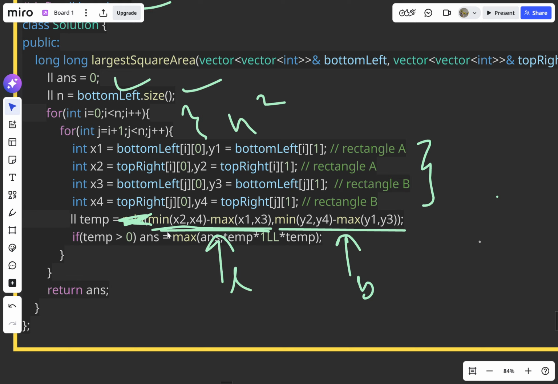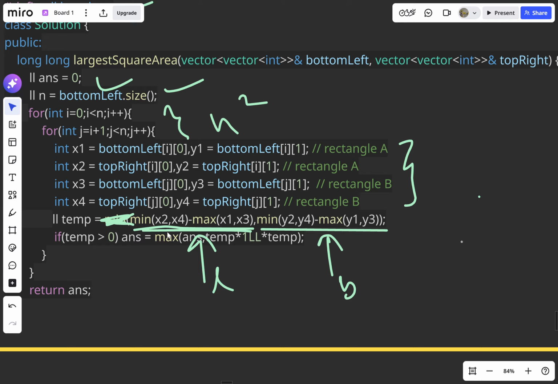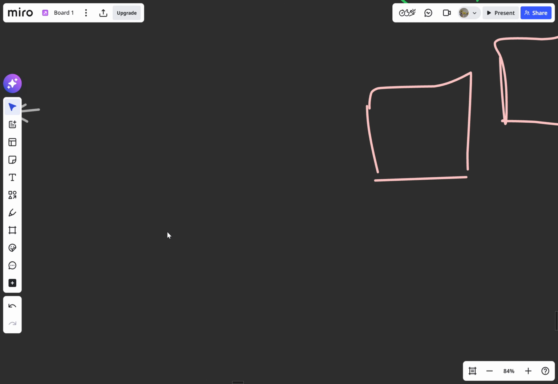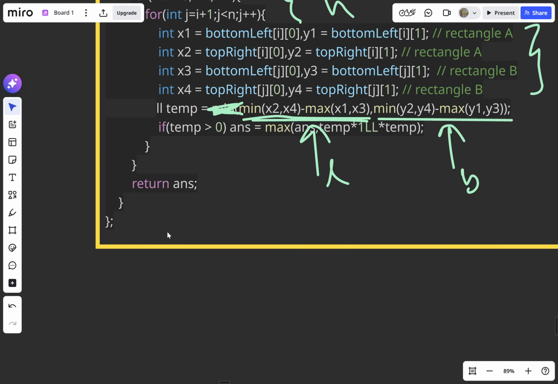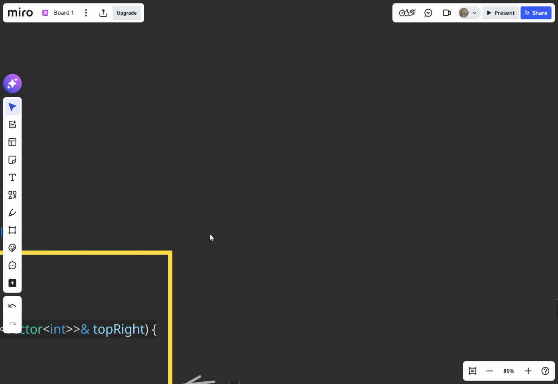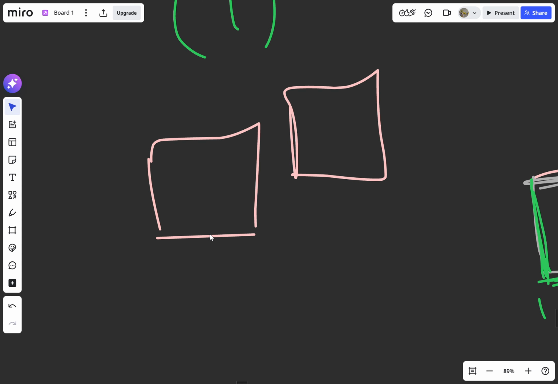You can find it separately also, but I have done all the calculation in one variable, in one line only. So the length is the minimum of x2 and x4, minus the maximum of x1 and x3. So you will think that when there are no overlapping regions, it may fail. That's why we have applied this temp greater than 0, because when we have non-overlapping regions between any two rectangles, it will simply give us a negative answer.